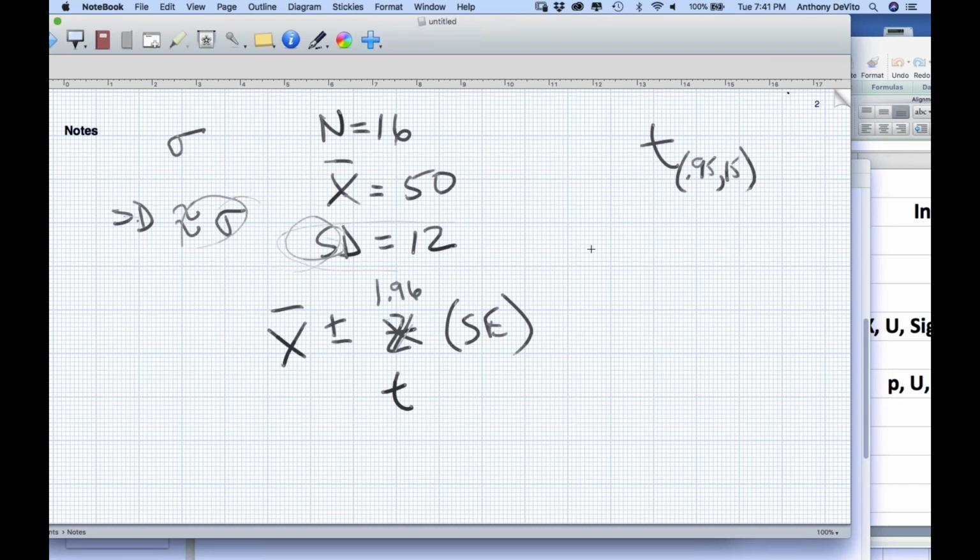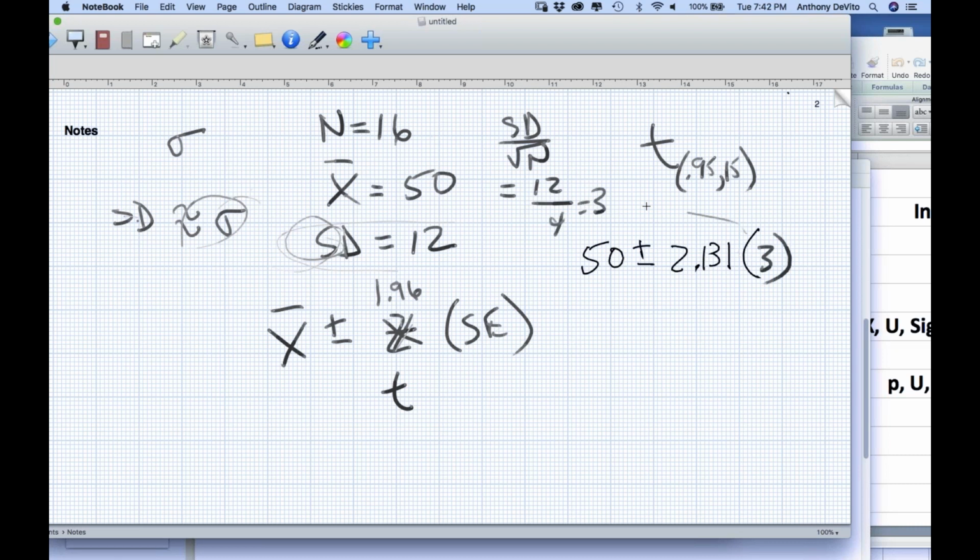So my confidence interval is equal to 50 plus or minus 2.131 times my standard error. What was my standard error equal to? It's going to be equal to the standard deviation over the square root of the sample size, which is 12 over 4, equal to 3. So 2.131 times 3. Now I can add and subtract whatever this comes out to, 6 point something, from 50 to get my lower and upper limits of the confidence interval.